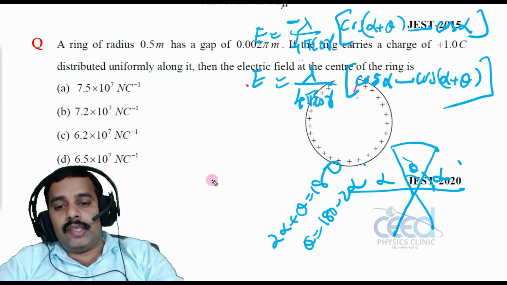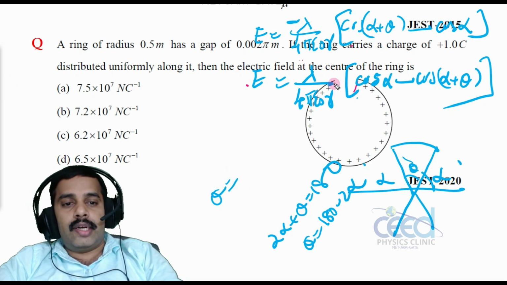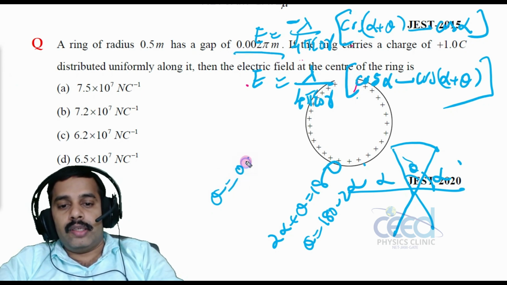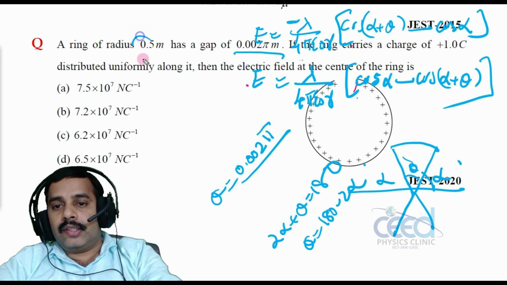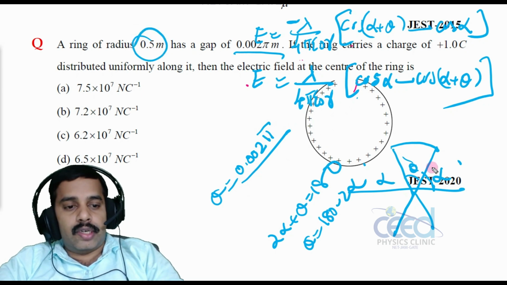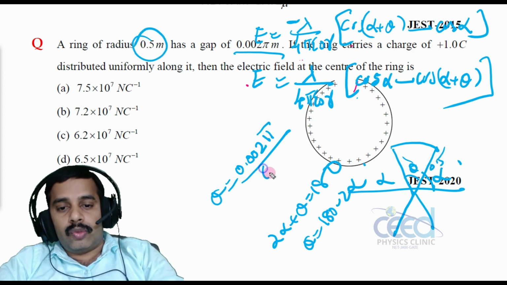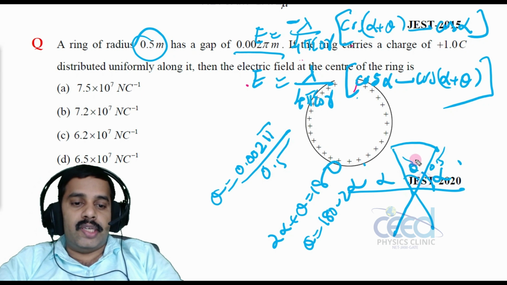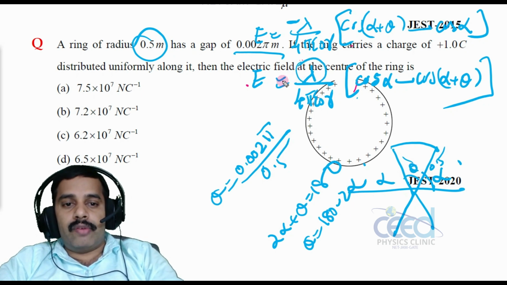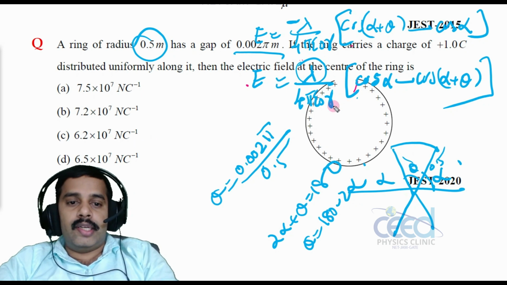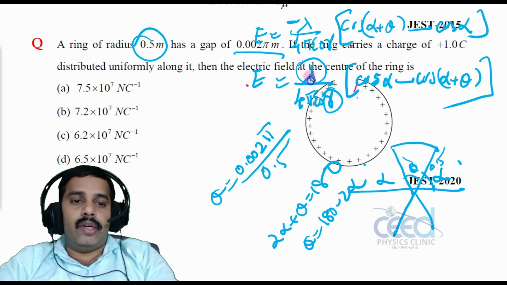How? Theta is equal to arc length by radius. The missed portion's arc length is 0.002 pi divided by radius. Radius is given as 0.5. So now we have solved this theta, and then you will get alpha also. And lambda also we can find out. This r is given. Now we need only this lambda.